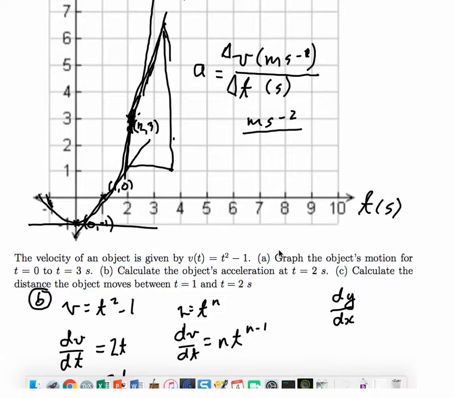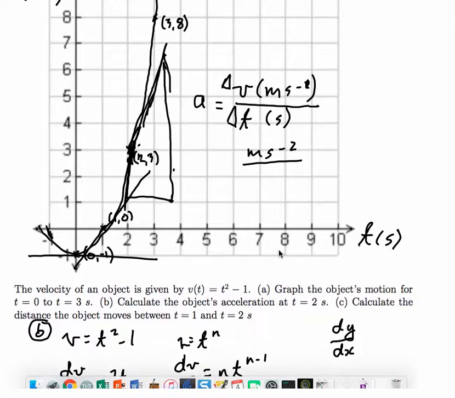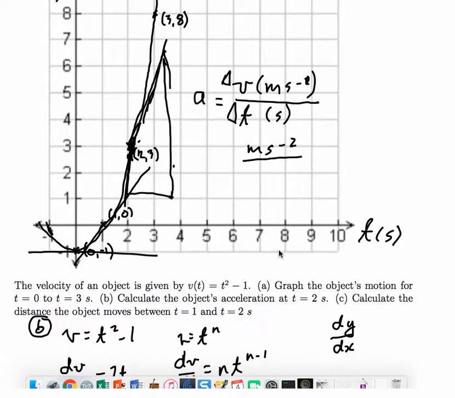And then we're also asked to find, this is part C, calculate the distance the object moves between t equals 1 and t equals 2 seconds. Well, I'm going to try to clean things up a little bit, get rid of some of this material, because it's a little untidy. Okay, and I'll get rid of that as well.